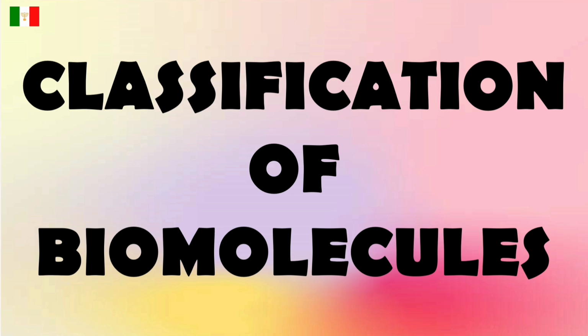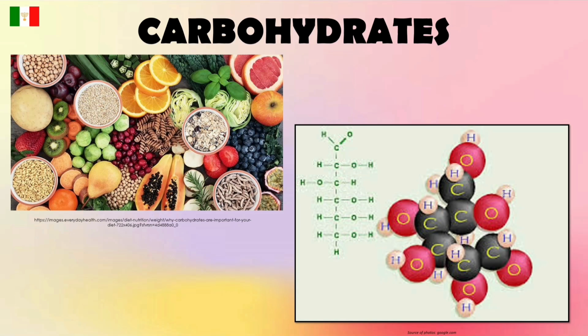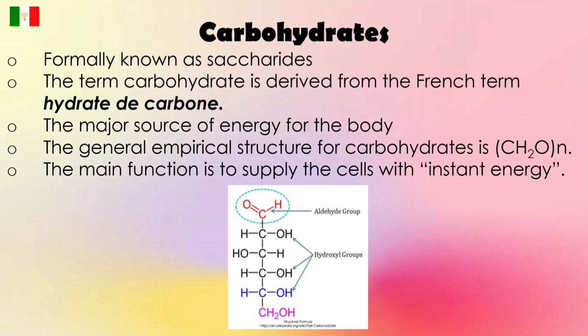What are the classifications of biomolecules? As you can see, we have carbohydrates, proteins, lipids, and nucleic acids. Let us discuss first the carbohydrates. Carbohydrates are also known as saccharides or carbs. The term carbohydrate is derived from the French term hydrate de carbone. It means a hydrate of carbon.